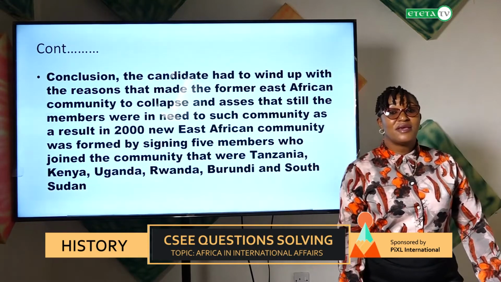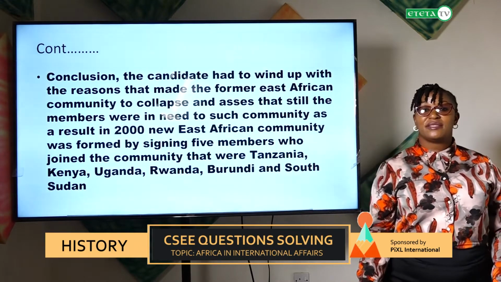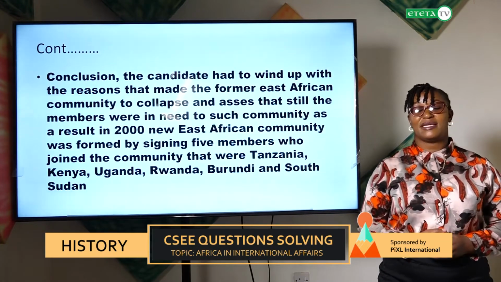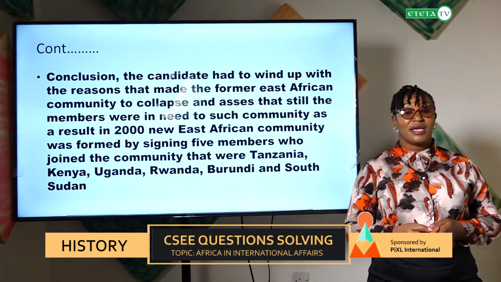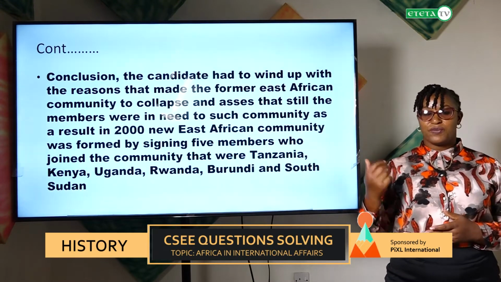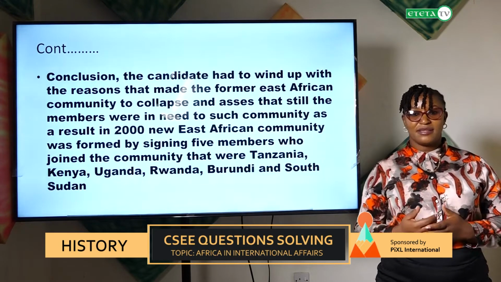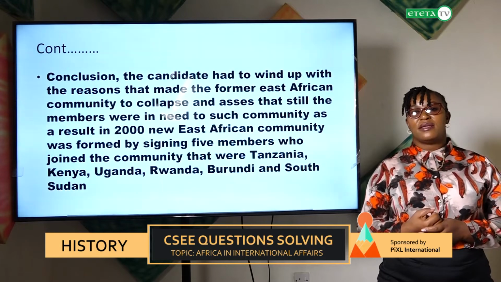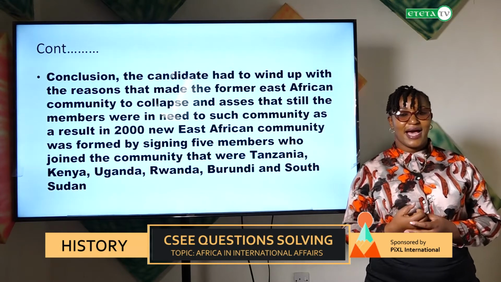Okay, this is the way the students were supposed to answer this question using this format. As I said, the introduction, main body, and conclusion had to appear. So by using these points and these guidelines, as I said before, the students would be in a position of scoring high marks.